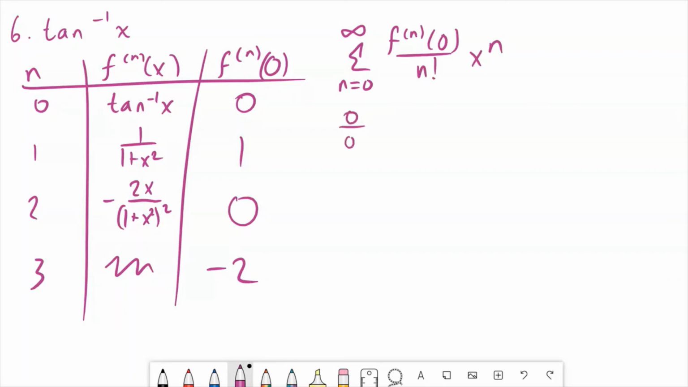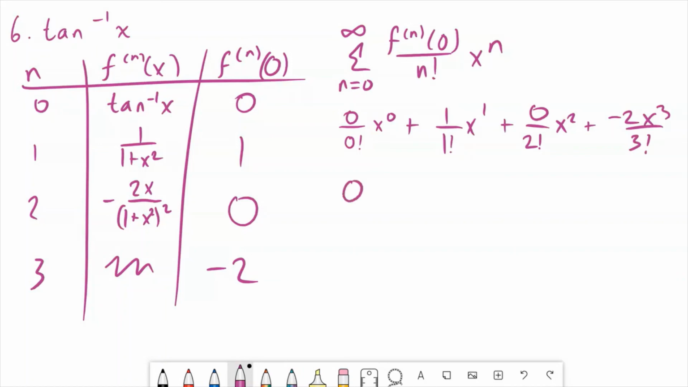We get 0 over 0 factorial x to the 0 plus 1 divided by 1 factorial x to the first power plus 0 divided by 2 factorial x squared plus negative 2 x cubed divided by 3 factorial. And let's see what we get. Okay, we get 0 plus, these are 0, so actually I'm just going to cancel those out like this. It's x minus 2x cubed and then 3. So we can simplify this further, and what do we get?